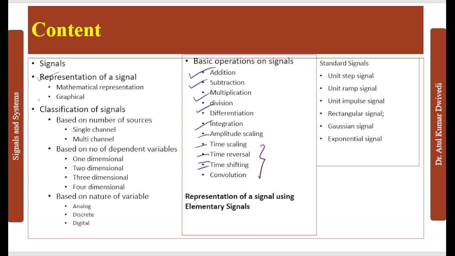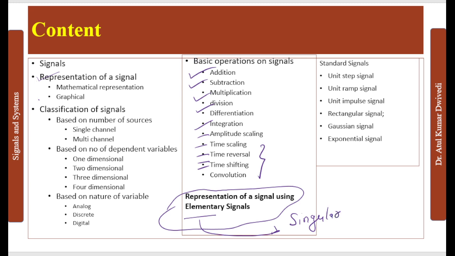Now today's topic is representation of any signal using elementary signals, also called singularity functions or singularity signals, or benchmark signals, or basic signals. What are those basic signals? Unit step signal, unit ramp, unit impulse, rectangular, Gaussian, exponential. We want to represent any signal by using either unit step or unit ramp or unit impulse. Okay, let us take one example to understand this.